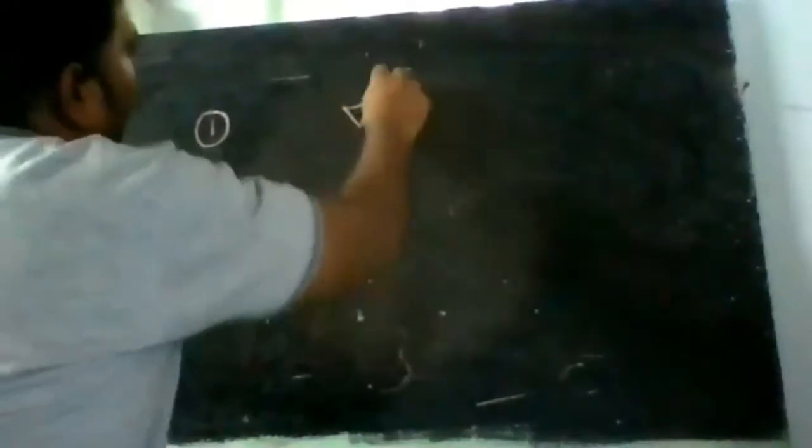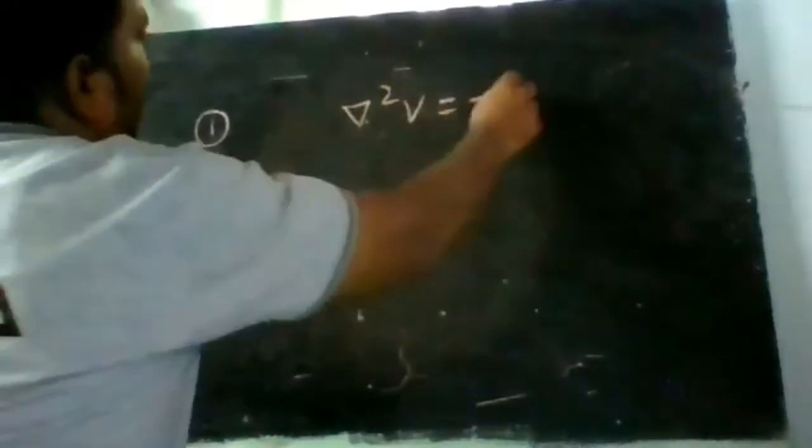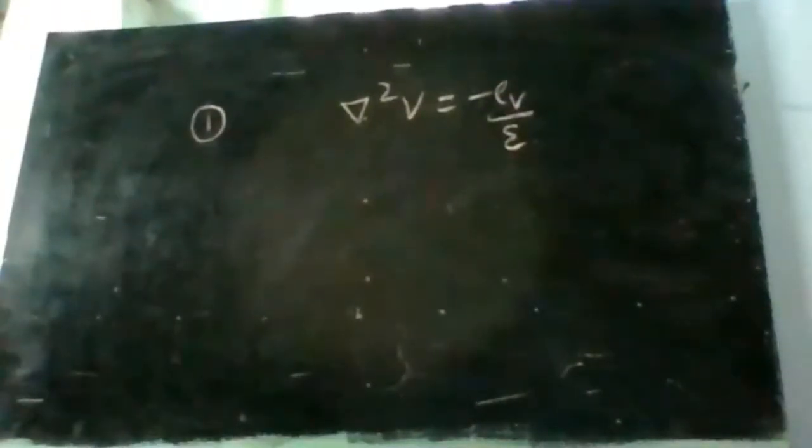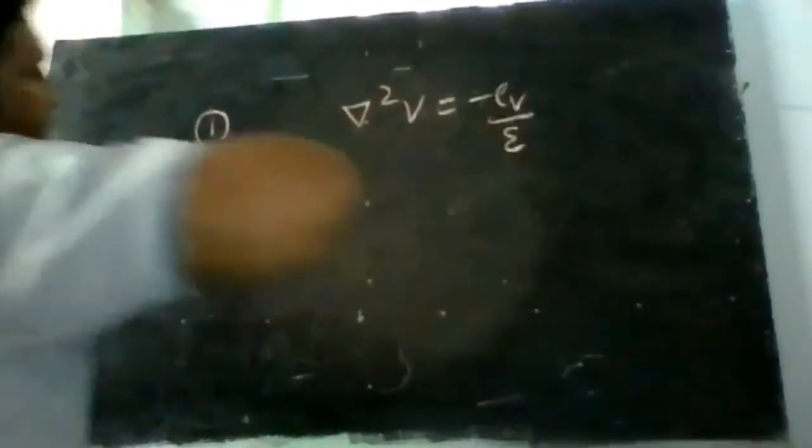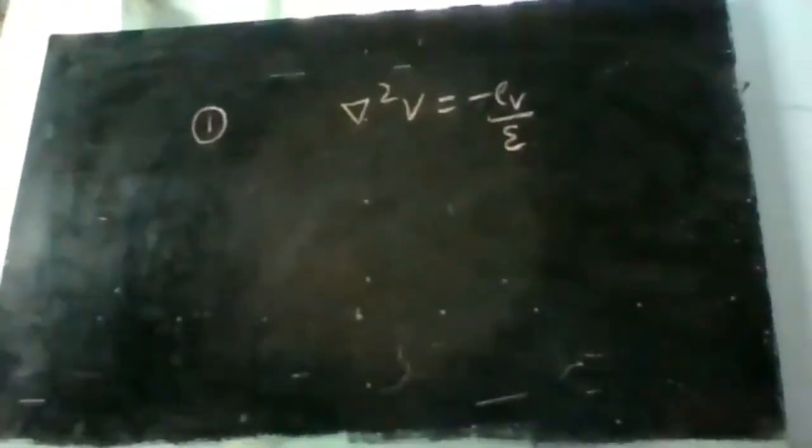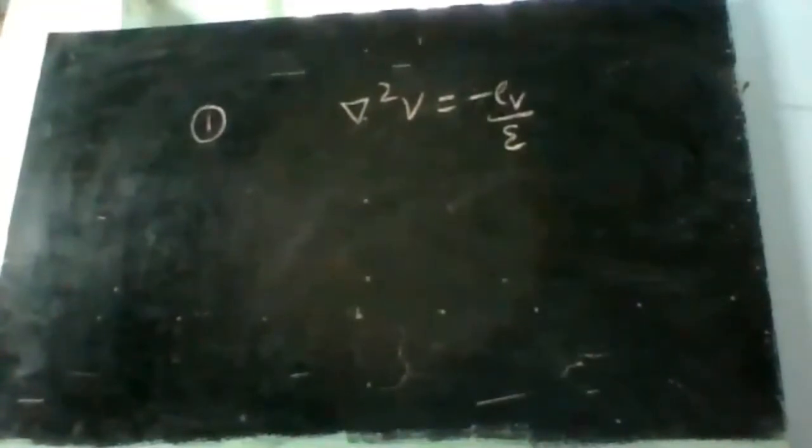Okay, write down the steps. The first step is to write the Laplace or Poisson's equation for the given field. Then integrate this with respect to whatever del we have. If del is in spherical coordinates, integrate it with respect to dr, d theta, d phi. If it is in Cartesian, integrate it with respect to x, y, z.